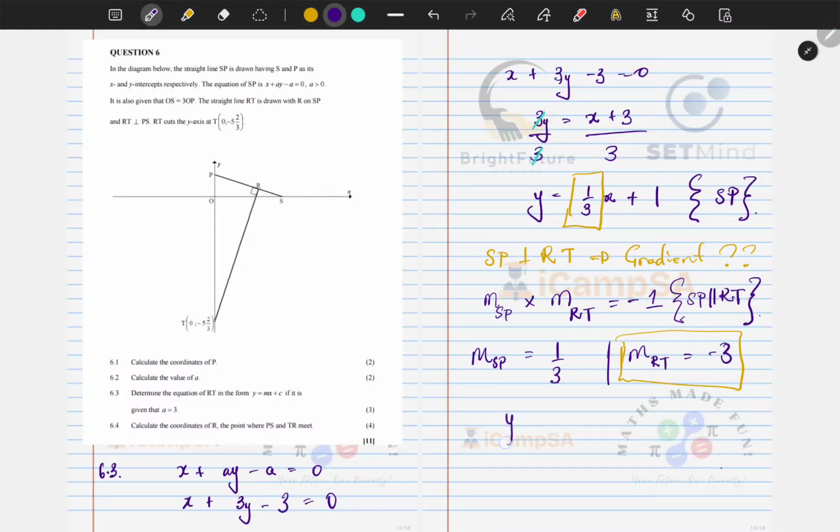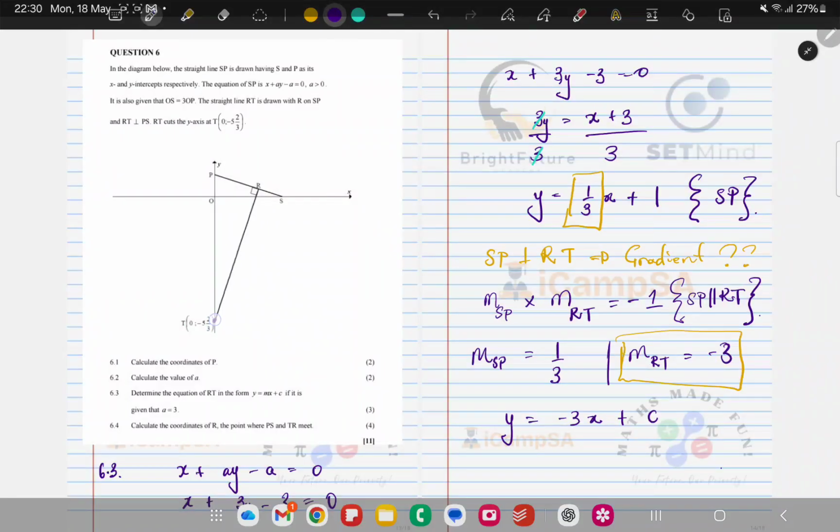And if we have the gradient, that means that you now have y equals -3x plus c. And then from here we can simply use T to find your c. However, which is very important, remember here it's T.